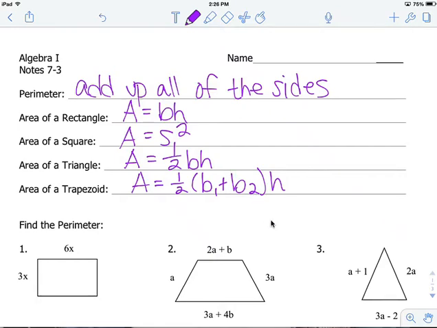In order to do this lesson, you need to know the following formulas. So I have written them down for you. Please take a minute, pause the video, and write down the formulas so you can memorize them.